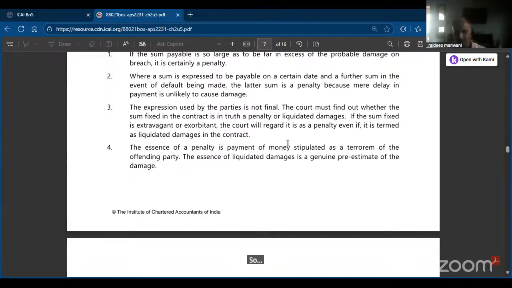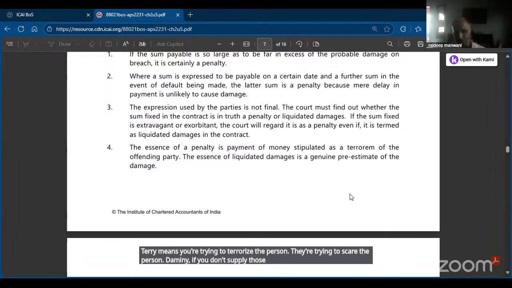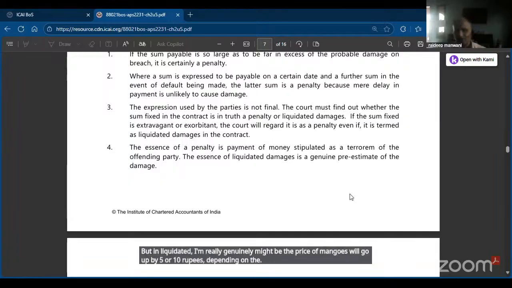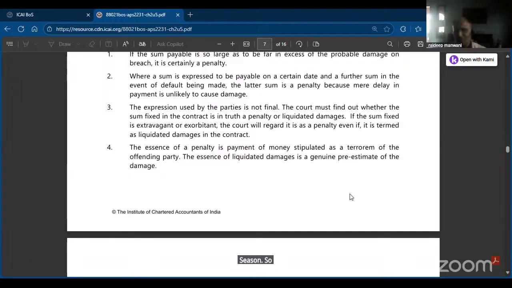Fourth one. The essence of a penalty is payment of money stipulated as in terrorem of the offending party. The essence of liquidated damages is a genuine pre-estimate of the damage. In terrorem means you're trying to terrorize the person, to scare the person. Ramani, if you don't supply those 100 kgs of mangoes, you'll have to pay 50 rupees extra. It's not genuinely that the price of mangoes will go up by 50 rupees after 1 month. But in liquidated damages, genuinely the price of mangoes might go up by 5 or 10 rupees depending on the season. So in the first case, the reason for charging penalties is to scare.